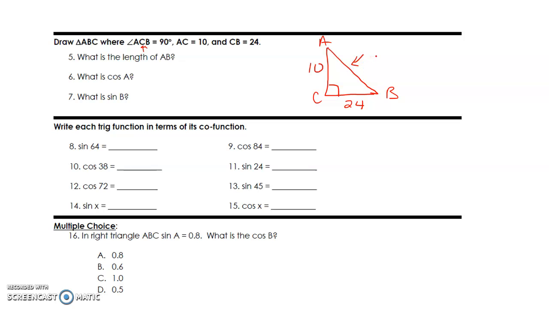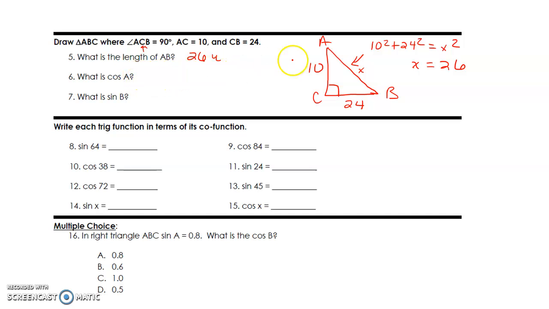That is going to be with the Pythagorean theorem. That's going to be 10 squared plus 24 squared equals, I'm going to label this X. Following the Pythagorean theorem, you will find out that X equals 26. So the length of AB is going to be 26 units.